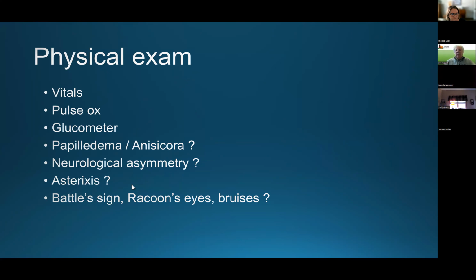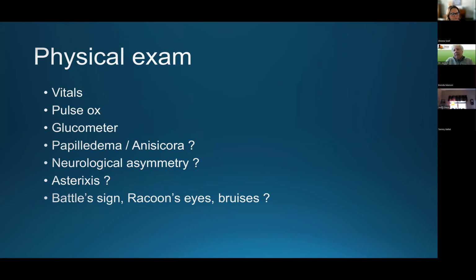The other thing that we do is extend the hands outstretched. I always say, be like Superman or Superwoman. And for 1 minute, you have to hold it and watch for asterixis. It's a slow, steady beating of the hands or wrists that's associated with hyperammonemia, which is often associated with liver failure.